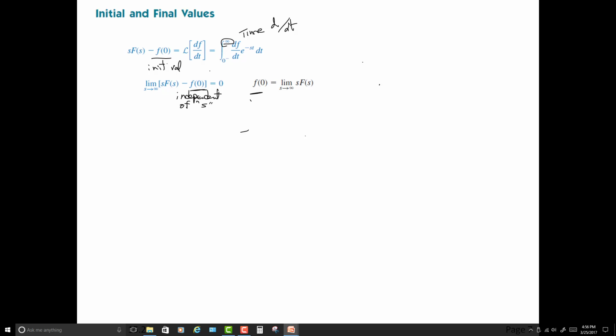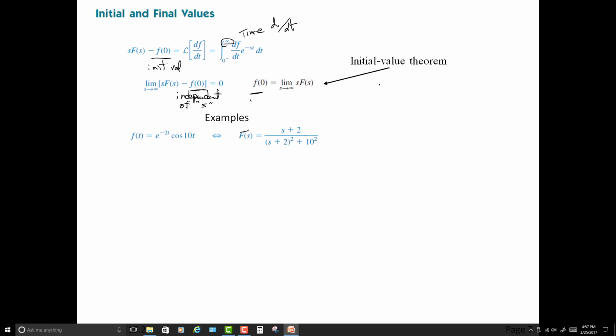The limit of s F of s minus f0 is the limit of s F of s minus the limit of f0. But f0 is what we're after, and the whole thing is equal to 0. So f0 will simply be, solving this equation, the limit of s F of s. By the way, that's called the initial value theorem. You've probably already seen that in the text, but there it is. Let's have some examples.